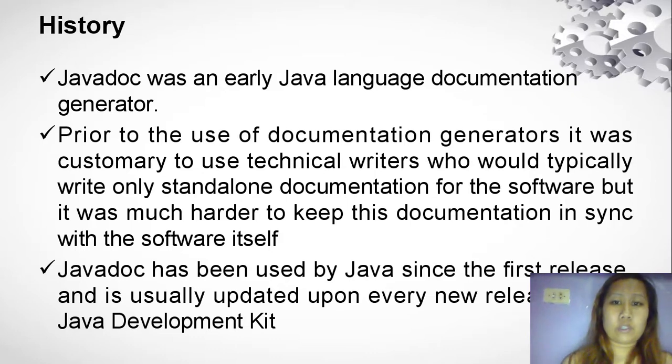Prior to the use of documentation generators, it was customary to use technical writers who would typically write only standalone documentation for the software, but it was much harder to keep this documentation in sync with the software itself. Javadoc has been used by Java since the first release. It is usually updated upon every new release of the Java Development Kit.